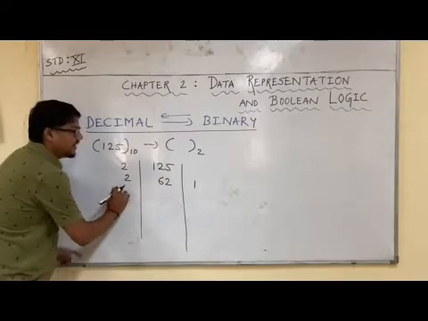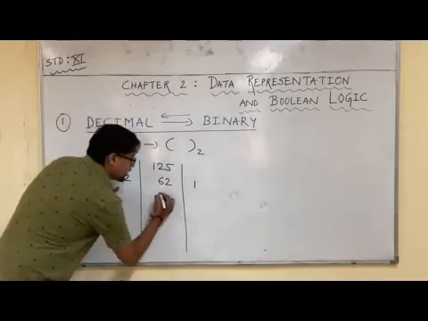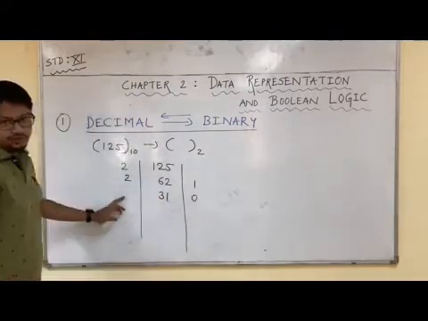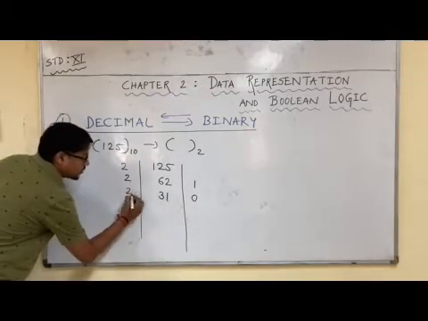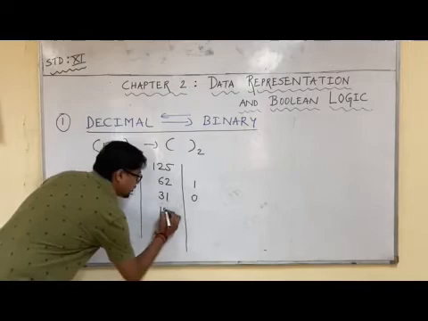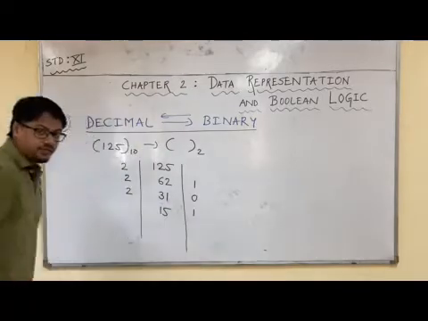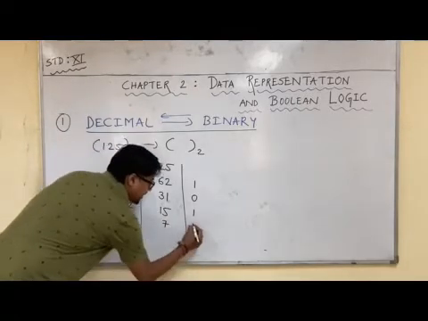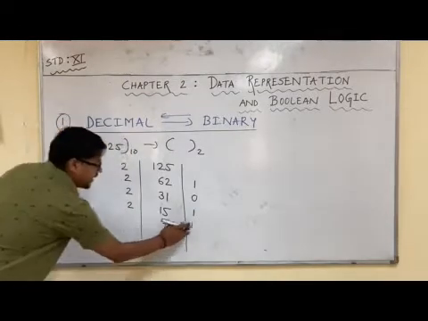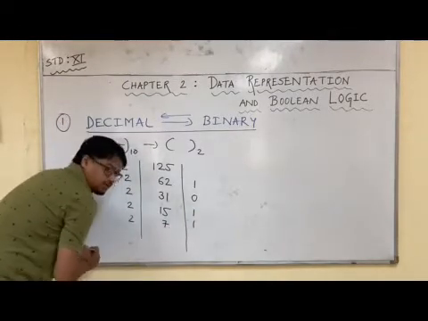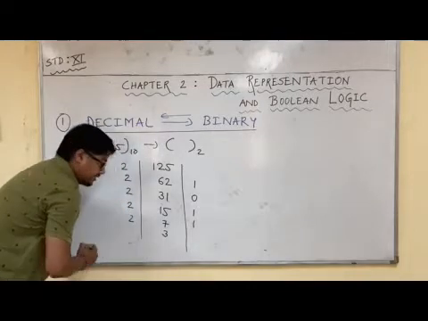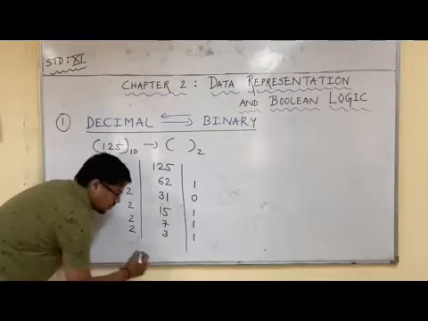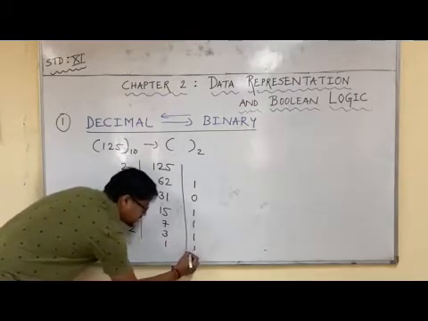Again dividing 62 by 2, quotient is 31, and because 62 is an even number, remainder is 0. Again dividing 31 by 2, quotient is 15 and remainder is 1. Again dividing 15 by 2, quotient is 7, remainder is 1. Again dividing 7 by 2, quotient is 3 and remainder is 1. Again dividing 3 by 2, quotient is 1, remainder is 1.